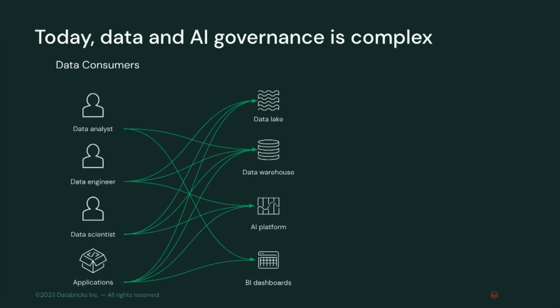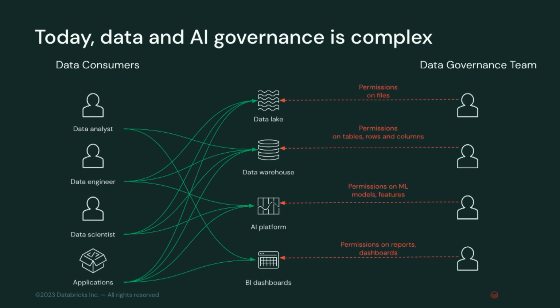Usually with organizations, on the left-hand side, you have a bunch of data consumers, some human, some non-human, and they would be accessing multiple different data sources. So we've got data lakes, data warehouses, unstructured data, structured data, AI platforms for accessing ML models and maybe features in the feature store. And of course, you want to do some reports, so you'll be accessing BI dashboards as well.